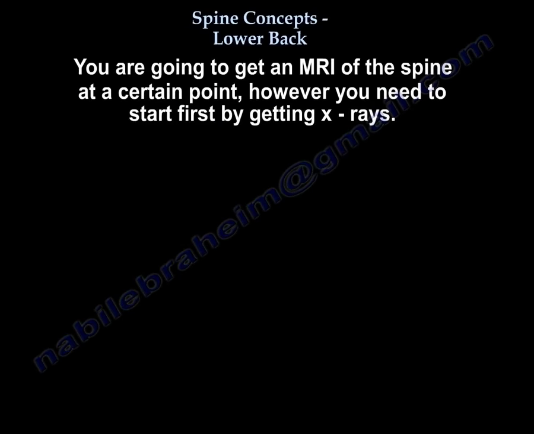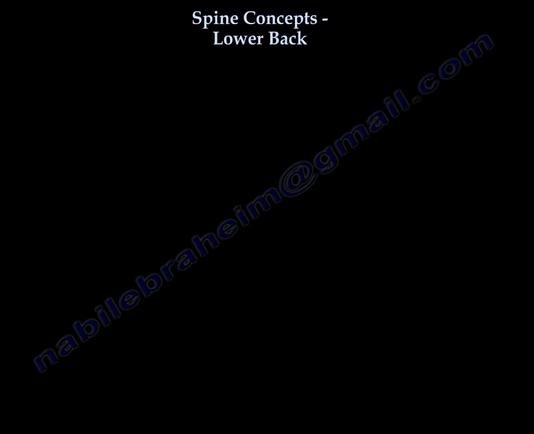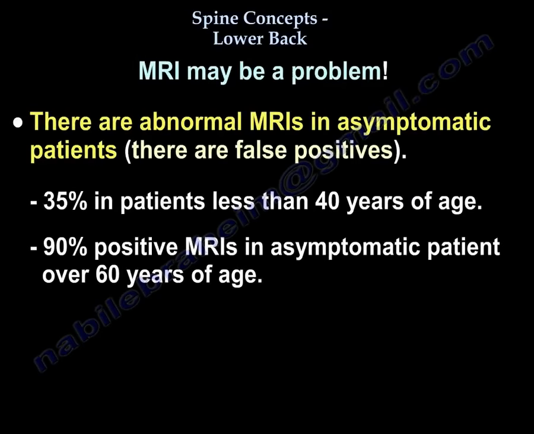So are you going to get an MRI at a certain point for the spine? Well, you need to start first with X-rays. The MRIs are a little problematic because, number one, there are abnormal MRIs in asymptomatic patients. It is false positive: 35% in patients less than 40 years of age, and 90% positive MRIs in asymptomatic patients that are more than 60 years old.